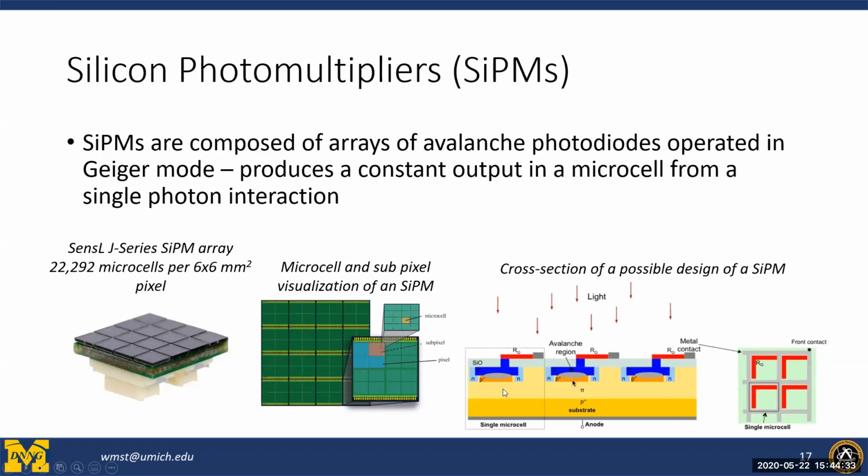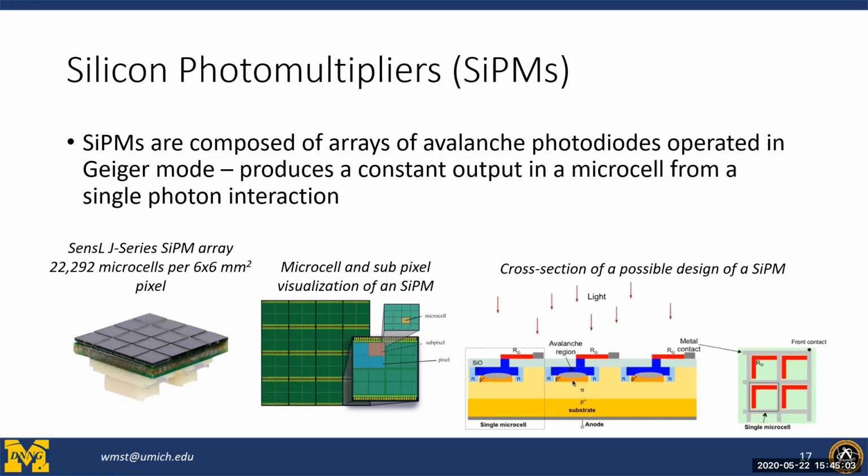You can see a cross-section of a potential design of one of these detectors, where you have an active area or an avalanche region in between here. If an incident photon interacts with that, you have some voltage across this that is in the breakdown region of this PN junction, such that any perturbation causes it to fire. So if a light particle or photon interacts with it, it causes this firing to happen and you get just a constant output pulse.